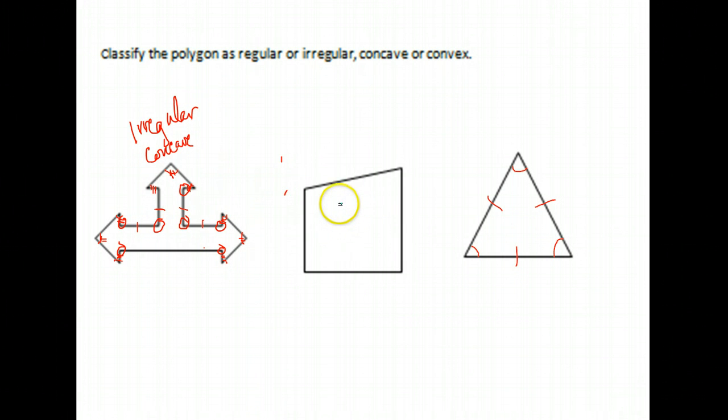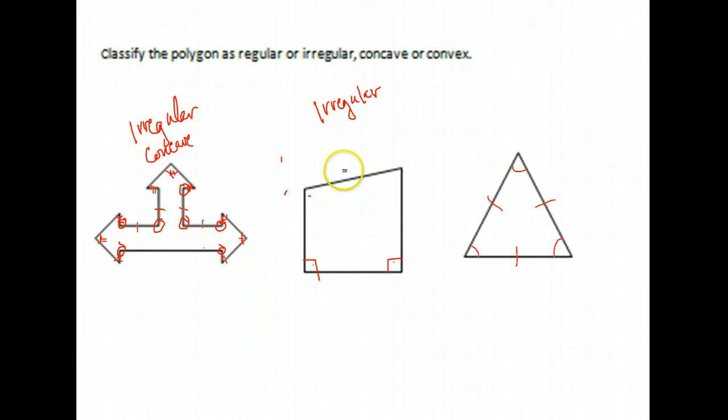Here's our next example, regular or irregular. Well, it doesn't have any angles marked as congruent, and these two look like they are congruent. They look like maybe right angles, but these are not that same size, and if they don't mark it as congruent, we can't assume it is. Okay, so this would be irregular. All of its sides are not the same length, and all of its angles are not the same.